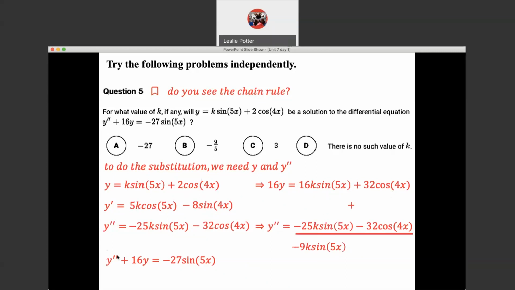So when I take y double prime plus 16y, that's everything here, I get negative 9k sine 5x. And so that's going to be equal to negative 27 sine 5x. The sine 5x's are going to cancel. And I'm going to get negative 9k is equal to negative 27. And when I divide by the negative 9, I get k equals 3. So the answer here is C. k equals 3.